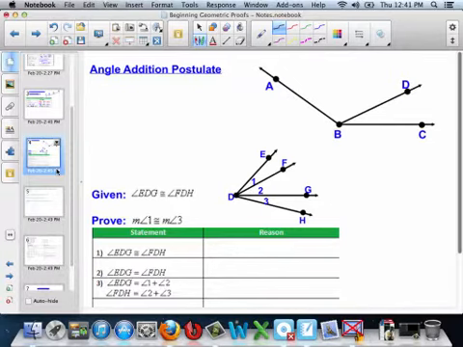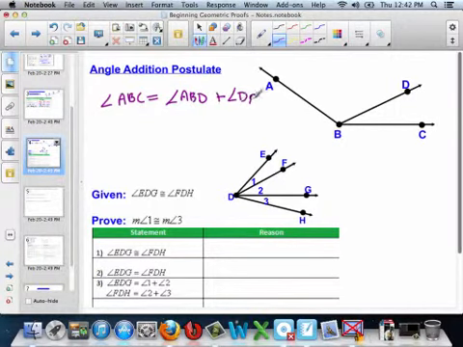Someone remind me what the angle addition postulate says. Sum of the parts equals the whole, right? So how would I write that out with this diagram? Angle ABC is equal to ABD plus DBC. So the whole angle is equal to 2 parts that make up the whole angle, right? We're going to use that again in a proof.